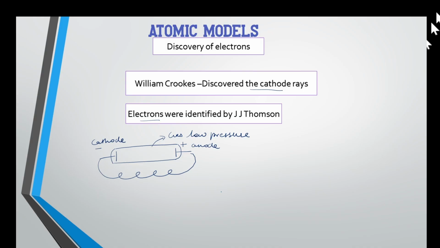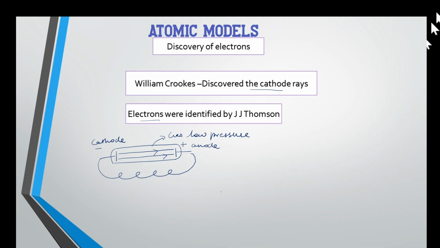So when electric current was passed in this discharge tube which had gas at very low pressure, it was observed that blue rays were seen emitted from the cathode, the negative end, and they were traveling from cathode towards the anode. So that was the simple experiment that was conducted by William Crookes.